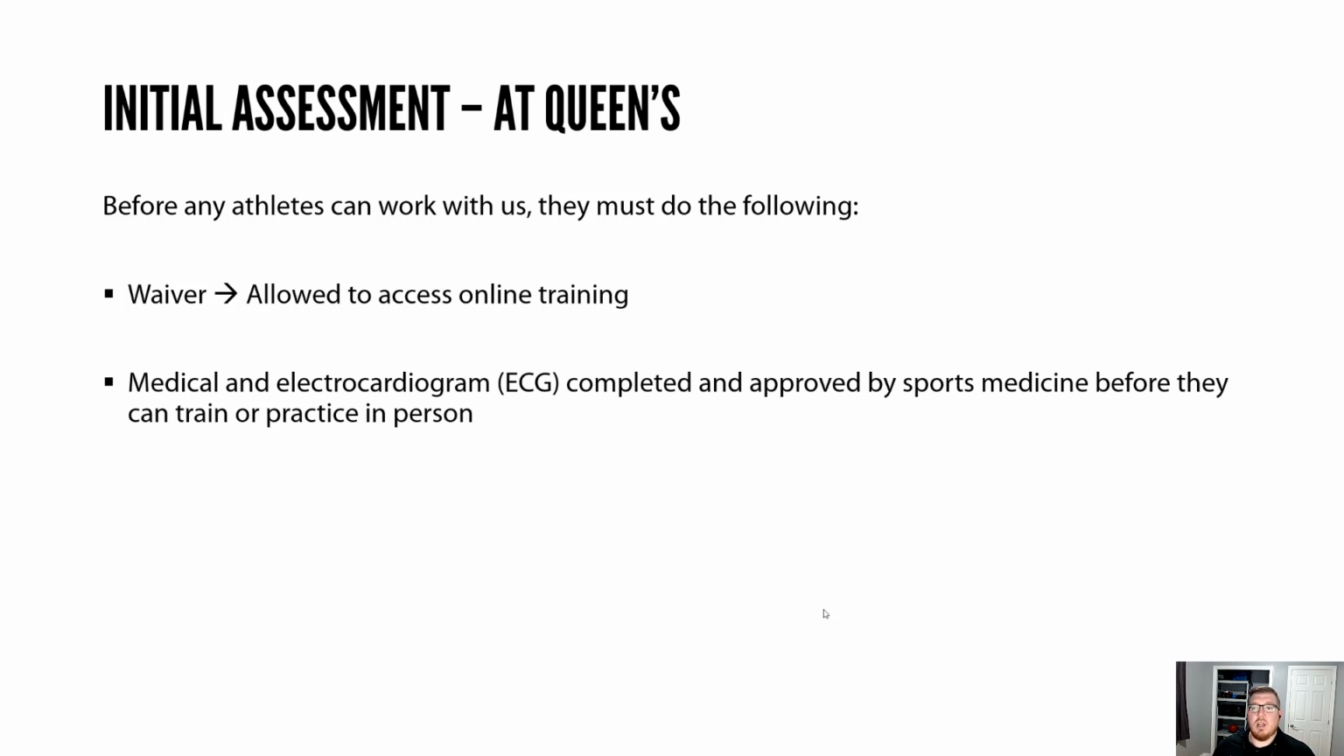So obviously the medical history or questionnaire is important, and the ECG is really important, because what the ECG does is it measures the activity of the heart, and it can pick up any sort of heart issues before things happen. So it's kind of an extra layer of safety for us when we're working with our athletes.